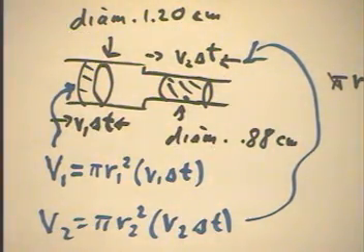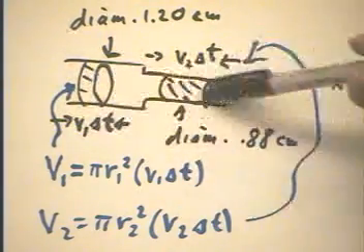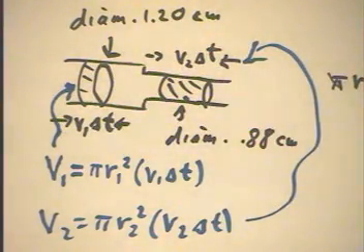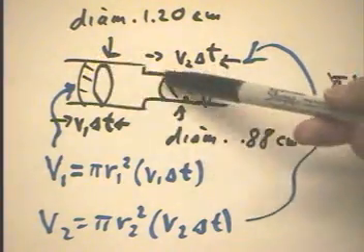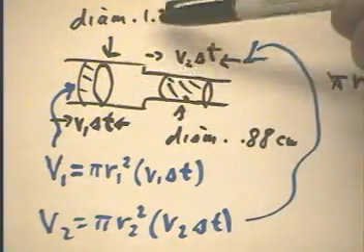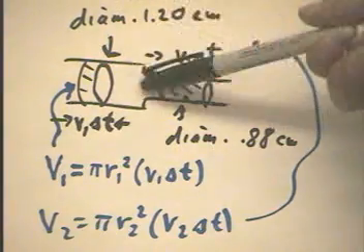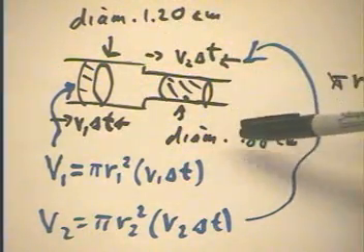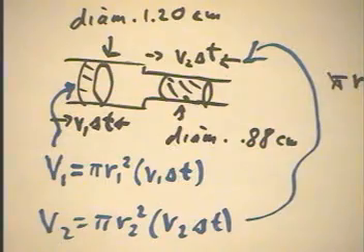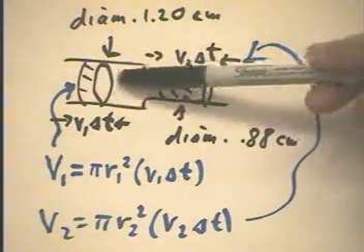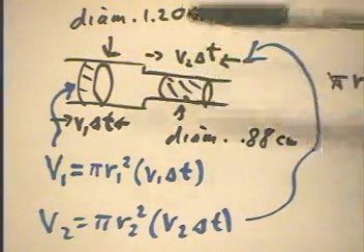We actually observed fluid flowing through the Bernoulli apparatus, and we can measure the diameters of some of those tubes. One of the tubes has a diameter of 1.2 centimeters, the other a diameter of 0.88 centimeters. We're talking about inside diameter, the diameter inside the tube.